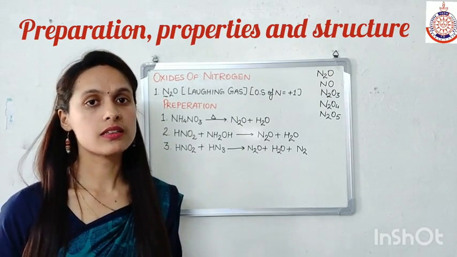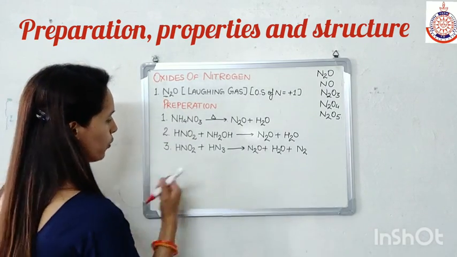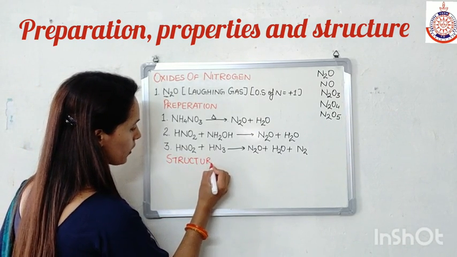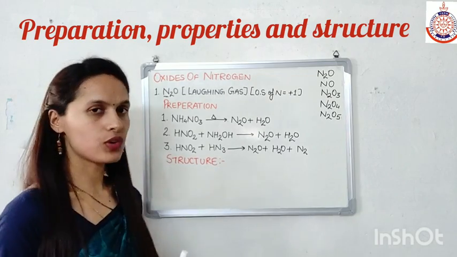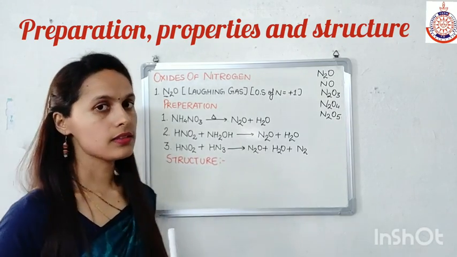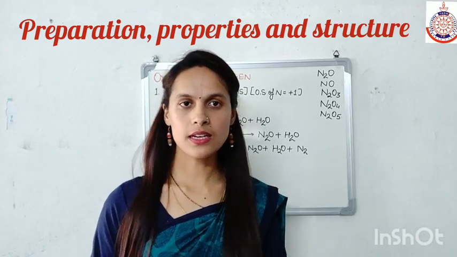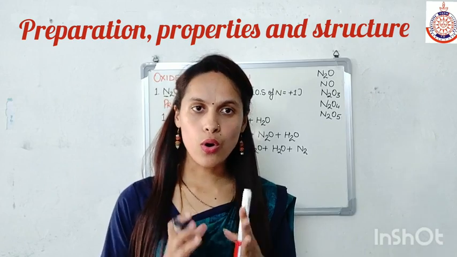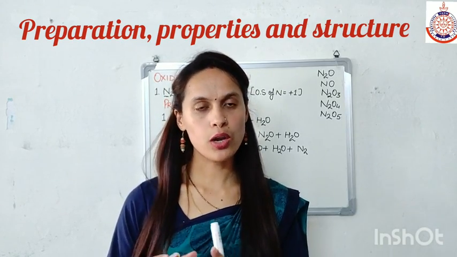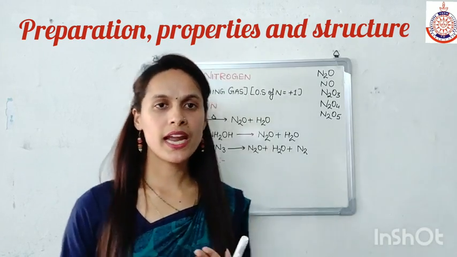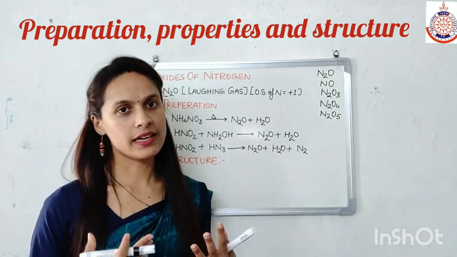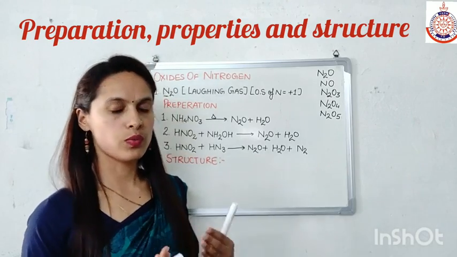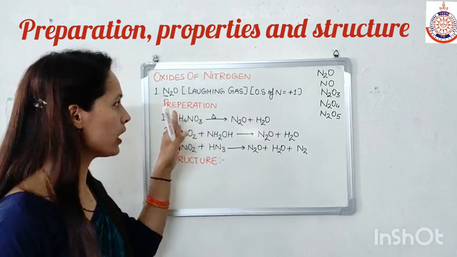Now we'll study the structure of N2O. Now the structure of N2O is basically not a single structure, because a single structure can't explain all the properties of the laughing gas. So we get more than one structure, that we know as Lewis dot structure, that we know as resonating structure. So we get the resonating structure for laughing gas.